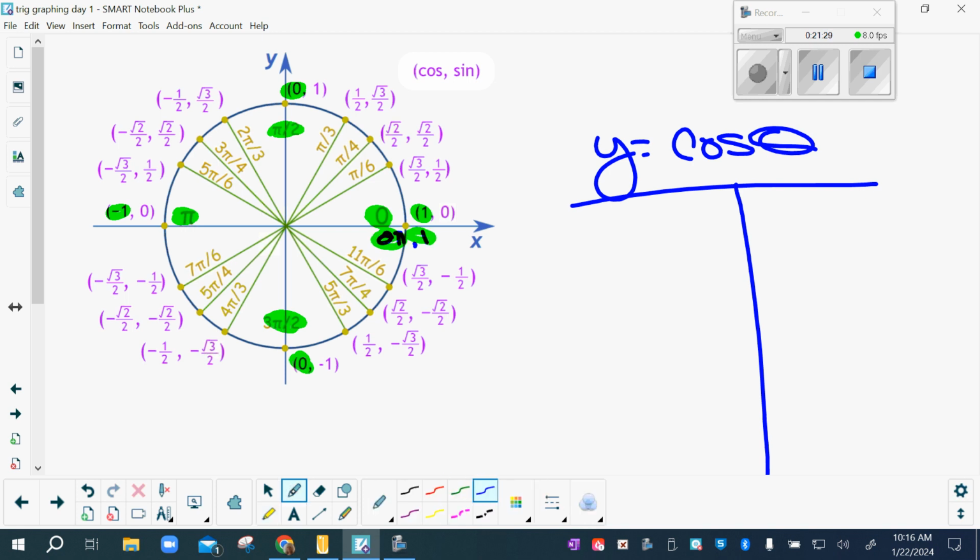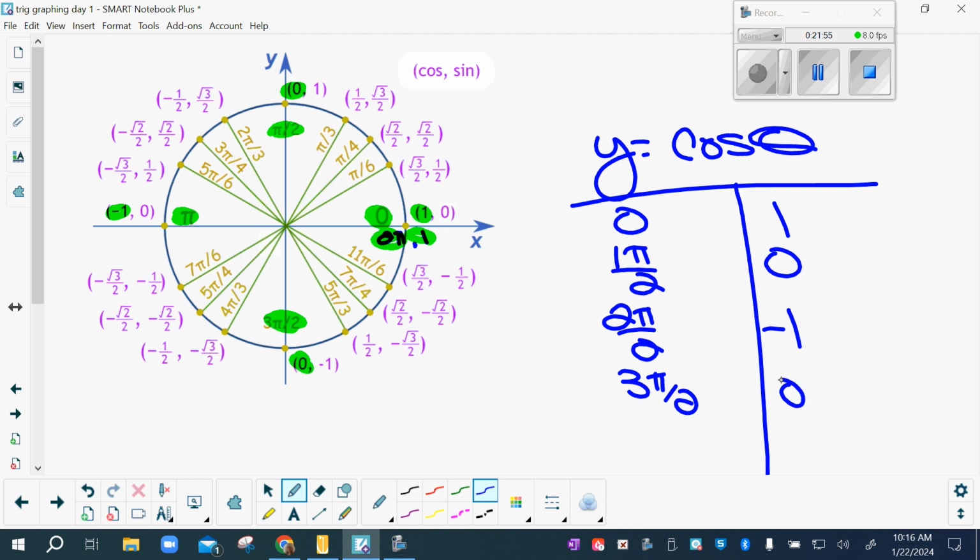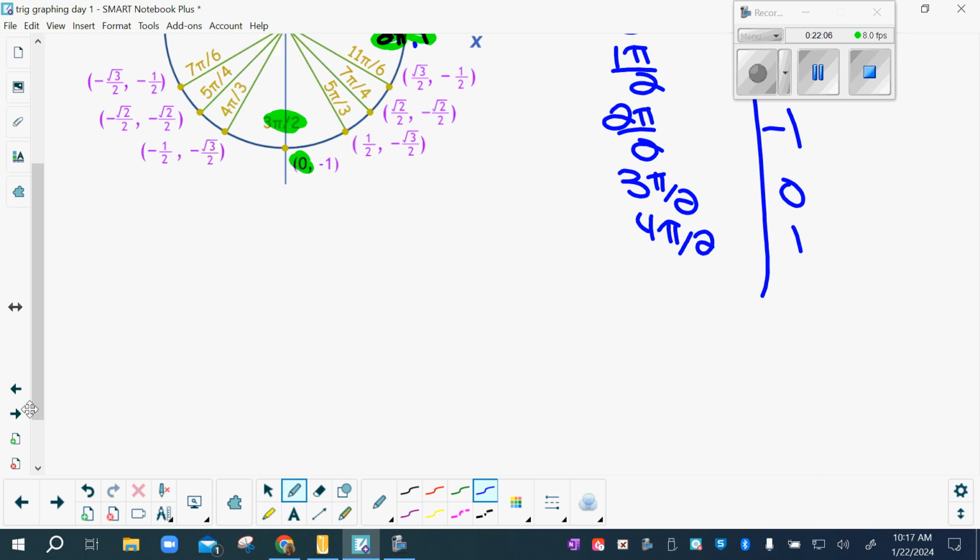So easy. We're going to start with 0 and 1. Then we're going to go to 1 pi over 2, and we're at 0. Then 2 pi over 2, and we're at -1. I like those numbers. Then we're at 3 pi over 2, and we're at 0. We're all the way around our circle, so at 4 pi over 2, we're at 1 again. But we want to keep on rolling, right? Because we're on a roll.